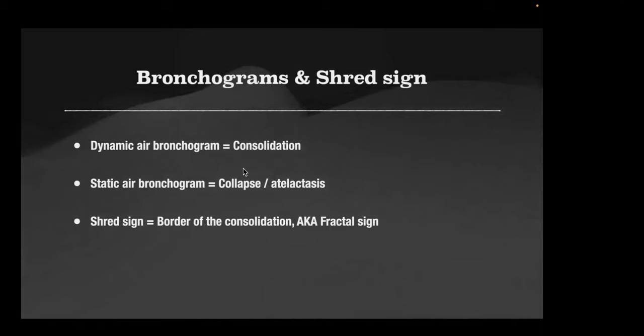Static bronchogram is when you have a collapsed or atelectatic area, which is not taking part in the respiration at all. Whatever air has been trapped inside that atelectatic or collapsed area doesn't move with your respiration. And it still appears like white dots, because air will appear as white dots, and it gives you a static air bronchogram. And then there is a stretch sign.